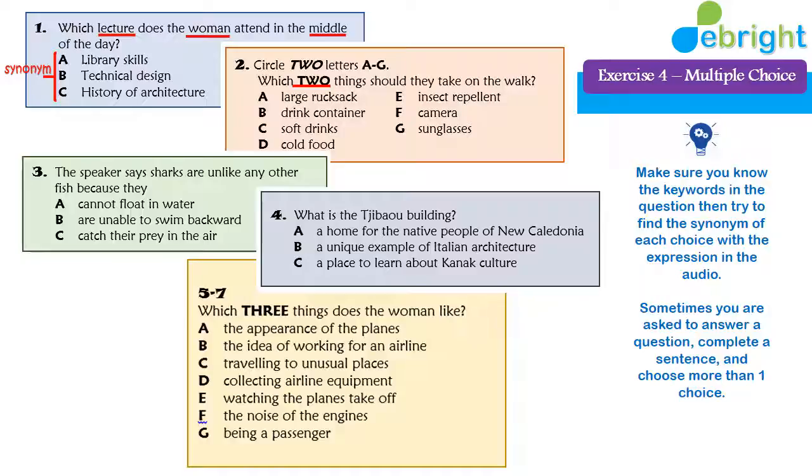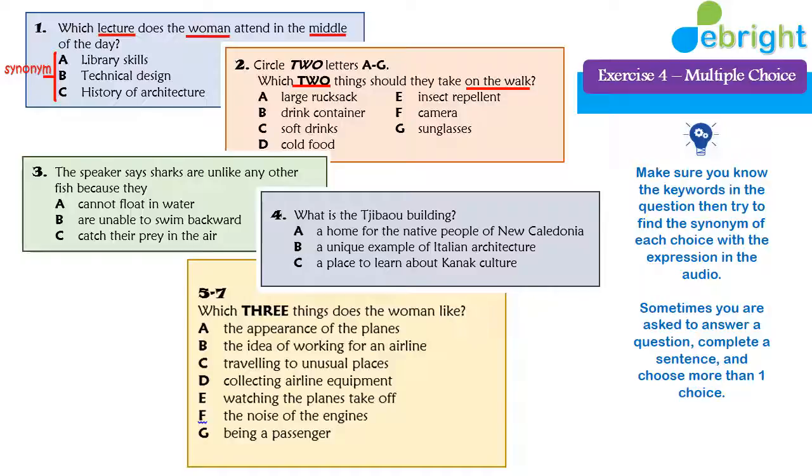As for number 2, the instruction is circle or choose 2 letters. Which 2 things should they take on the walk? If you're going to Australia or New Zealand, bushwalk means hiking, so it's similar to hiking. And then you should find the synonym for A until G in the audio.